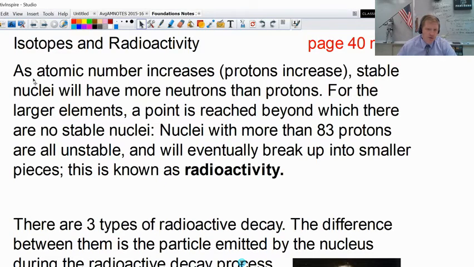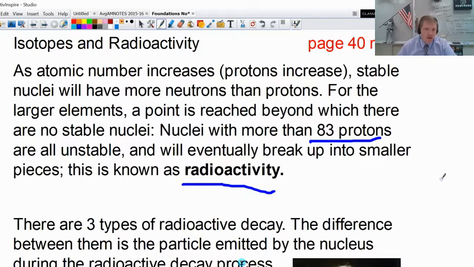So, as we go across the periodic table and more protons increase, the nuclei of atoms need more and more neutrons to keep them balanced. But eventually, the nucleus just has an unstable amount of protons and neutrons. And that's at 83. Once we hit element 83, everything after that becomes unstable. Since 83 is bismuth, and right before that is lead, lead is very stable. These unstable nuclei, we say that they're radioactive.